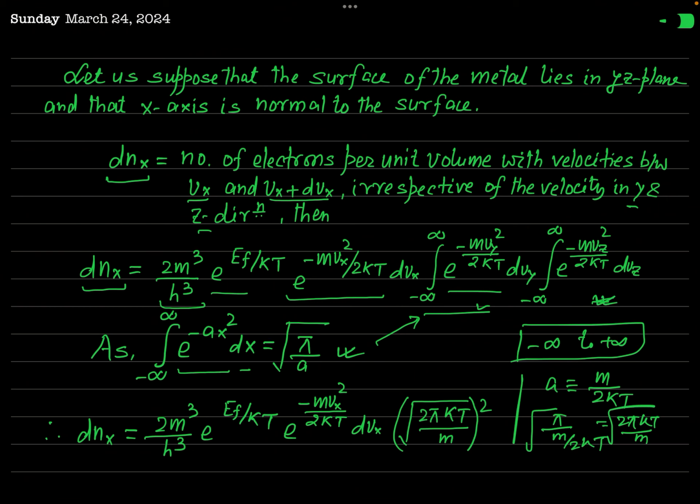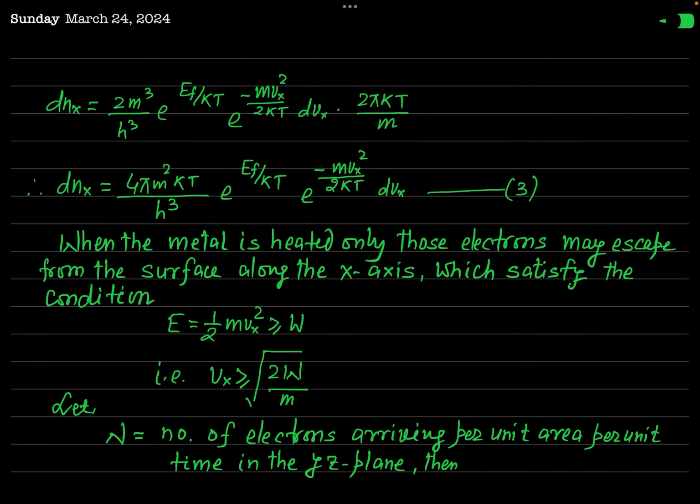And the second integral is also the same. You know, in the case of a definite integral the form of the function is meaningful, not the variable. Here in place of Vy there is Vz, but the limits are the same, the form is the same, so the value will be the same. So both of these integrals will be the square root of 2 pi kt over m, and when they are multiplied there will be a square. So dnx will be equal to 2m cube over h cube times e to the power ef by kt times e to the power minus m vx square over 2kt dvx times the square root of 2 pi kt over m, squared. So when you square this, the square root will cancel.